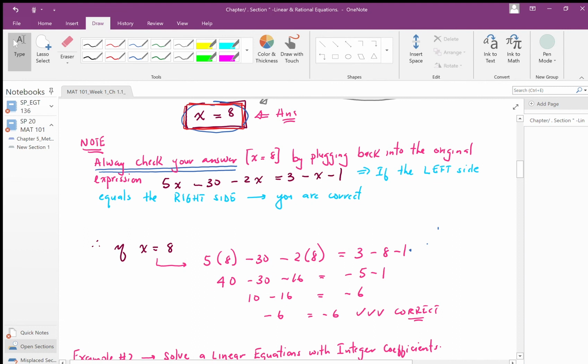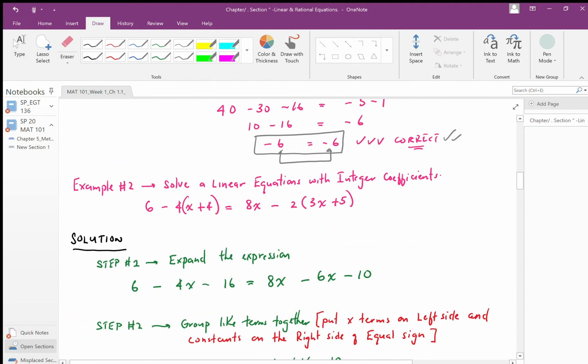Now, we're not finished yet. We want to be able to check to see if this value 8 really is true, and what can help us determine that, meaning that whatever your expression, this 5 into x minus 6 equals 3 minus x minus 1, whatever's on the left hand side must equal what's on the right hand side. Okay? So in doing so, we go back and plug in 8, which we have done. Okay? And when you do that, you find out that negative 6 equals negative 6. Okay? So what's on the left hand side equals what's on the right hand side. So you know that you're correct.